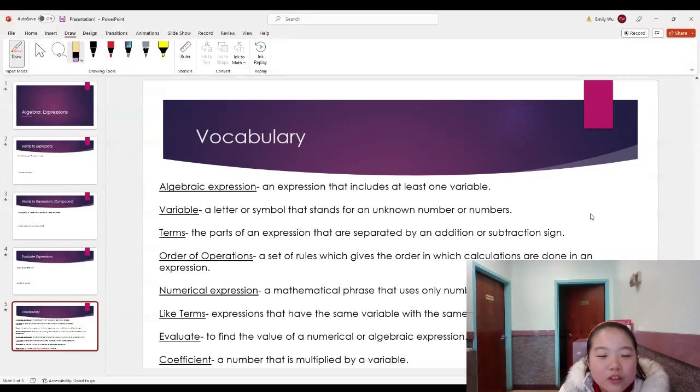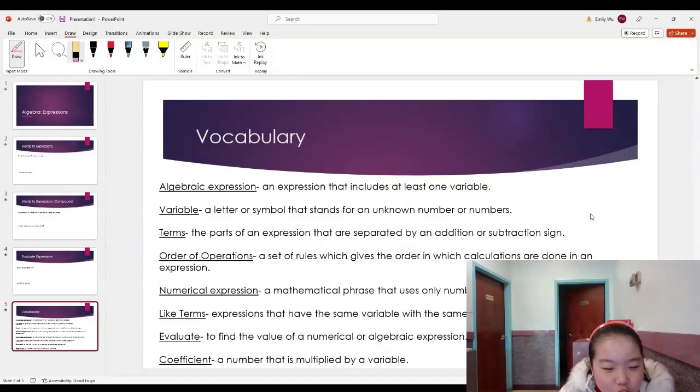So now we have to learn about the algebra expressions vocabulary. These are the 8 words. You better write them down on your paper. It is very, very important to understand those words. So I'll read them aloud and you write down, and I'll give you a little time to write down.